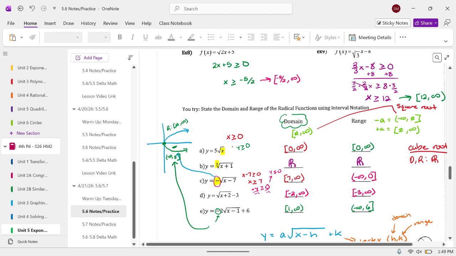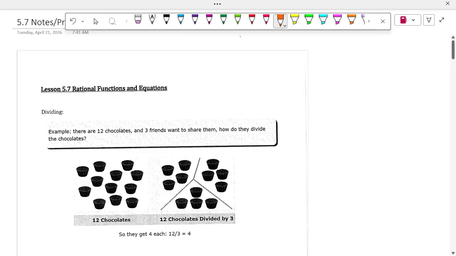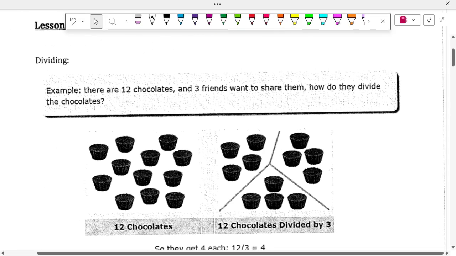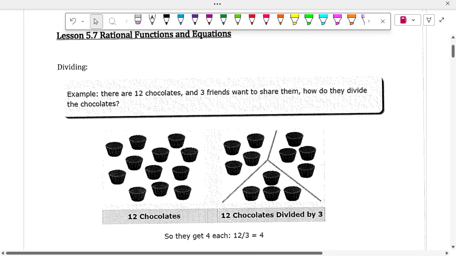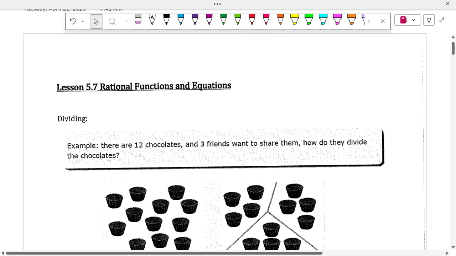All right, so now let's move on to rationals. So go to page 34. All right, so rational functions and equations.